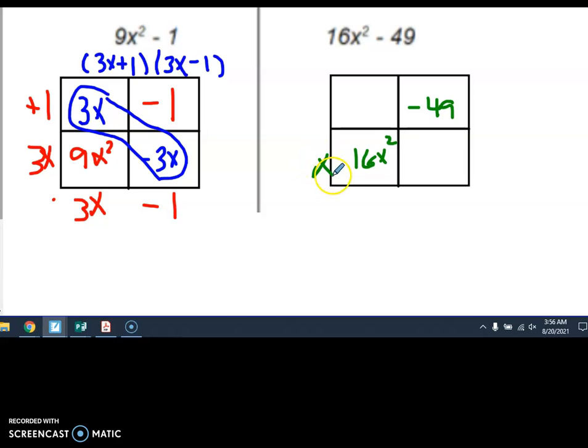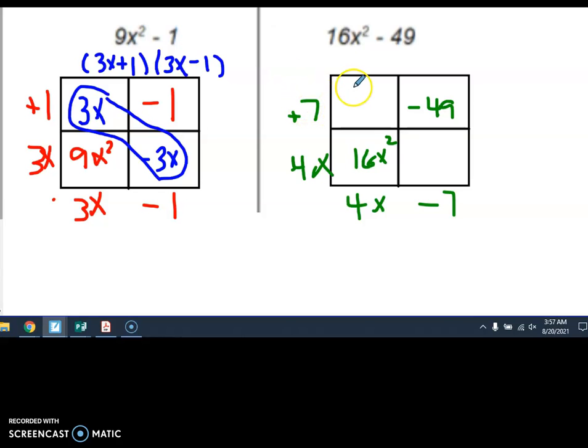So for the x squared, I'm going to do x times x. And again, I want a 0 here, so I'm going to use 4 and 4 for the 16. I could use 2 and 8, but if I do that, I will end up with these two answers being different because I'm not multiplying by the same number. And then for the 49, one's going to be positive, and one's going to be negative.